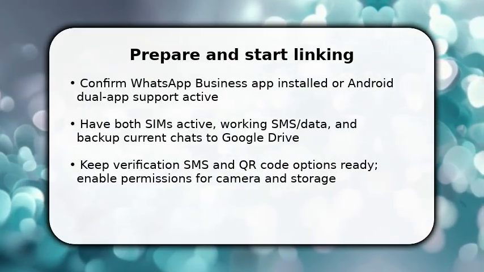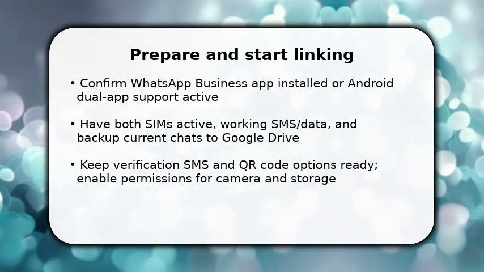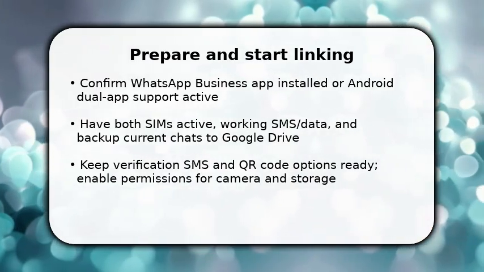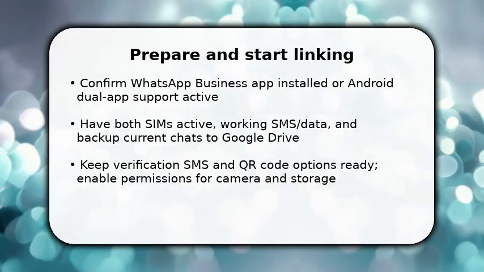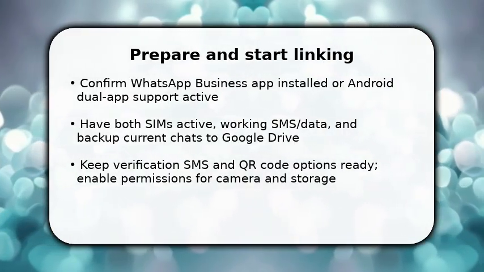Next, insert both SIMs or ensure the second number can receive SMS or calls. You will need the verification code. Make sure camera and storage permissions are granted so you can scan QR codes or save media during setup.